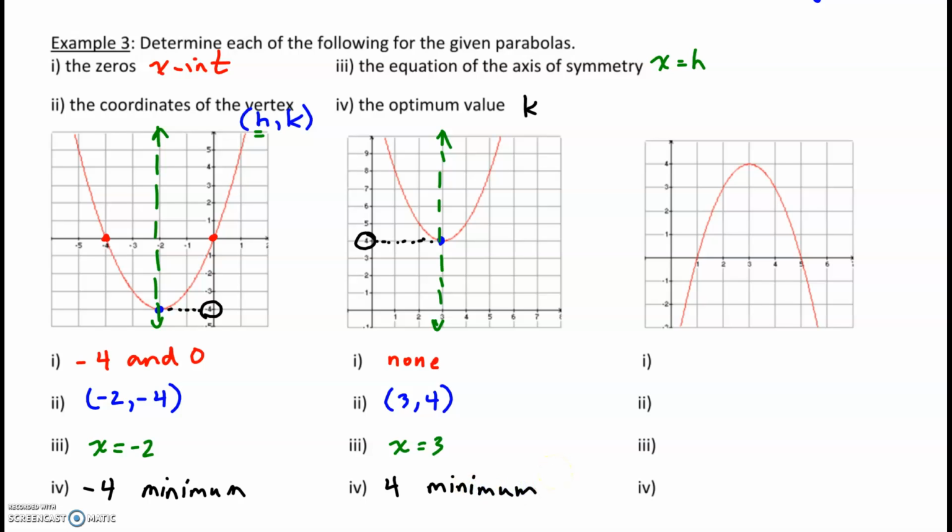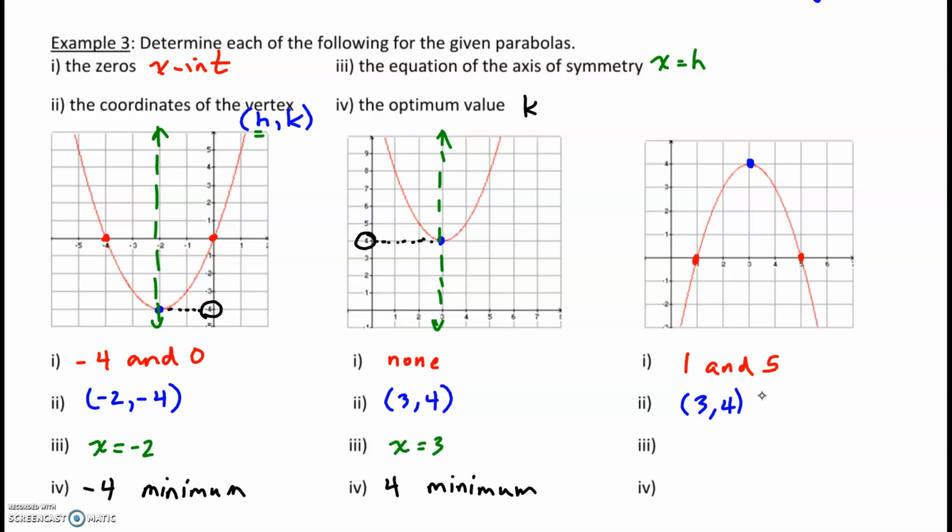Okay, my last example, we'll start with my zeros. So I have zeros here, 1 and 5. And my vertex is here. It's either lowest or highest. So in this case, we can see it's the highest, and it's (3, 4) is the ordered pair. Oh, same as the other parabola in our middle example.